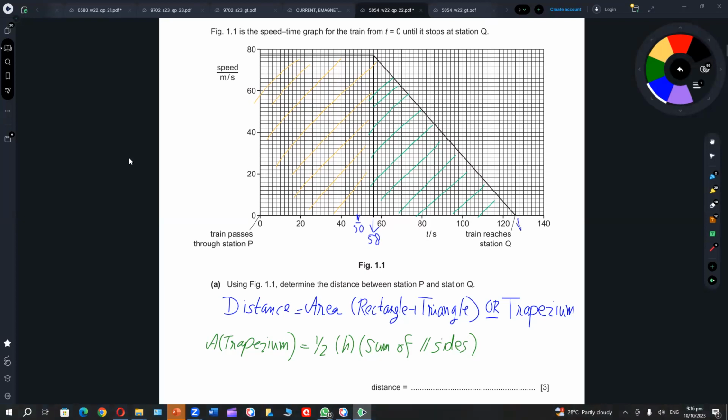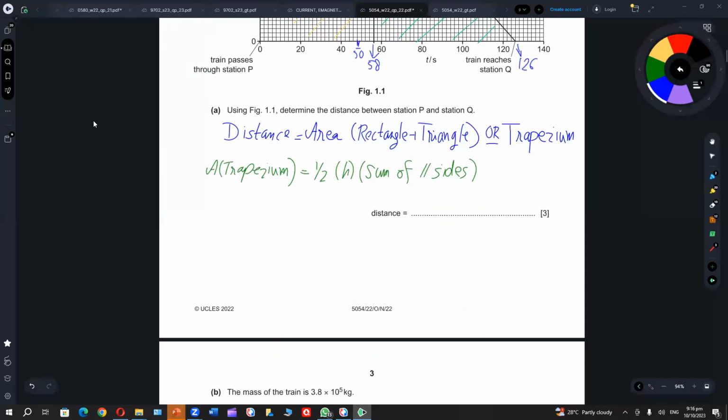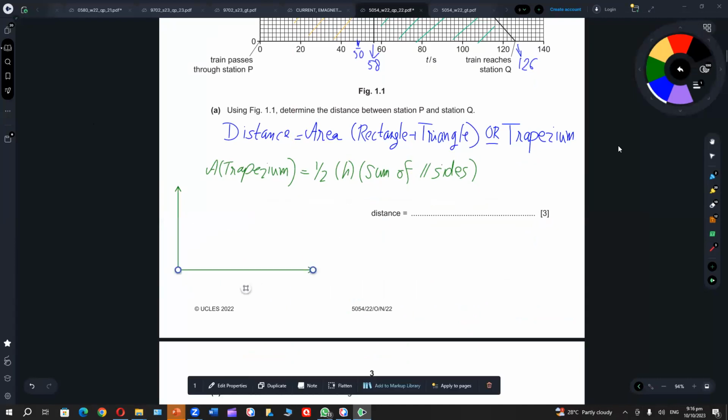And what is this number? Can you read this number for me? 122, 124, 126. I have read it as 126. Can you read this yourself also? 126. 126, right.